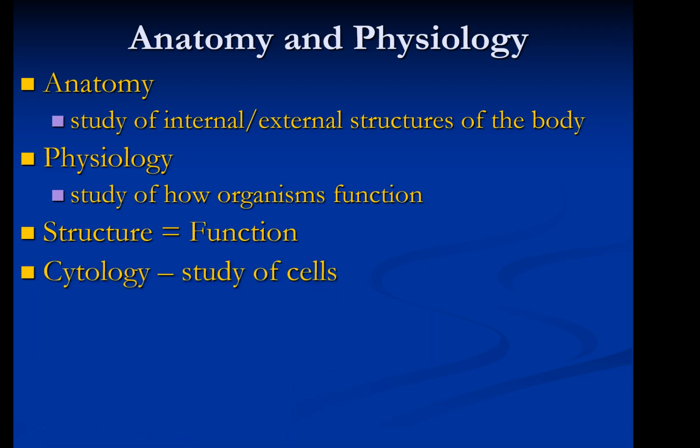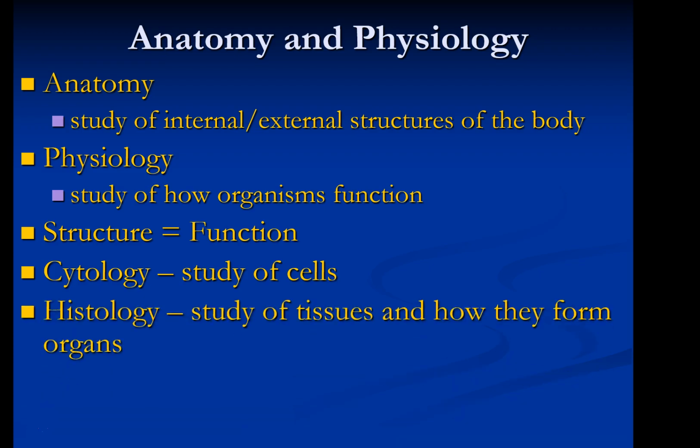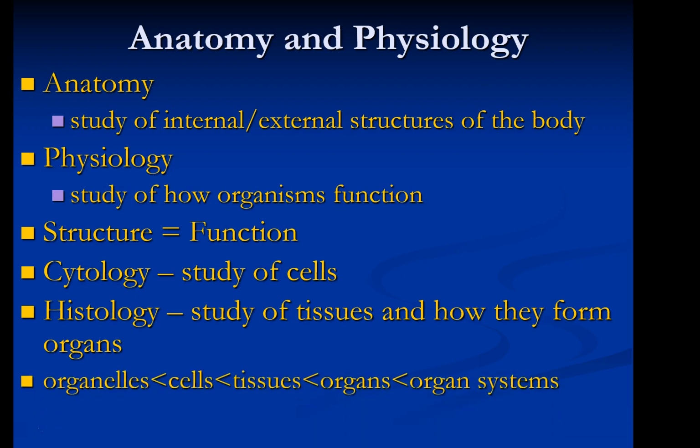Cytology is the study of cells. And we already mentioned that histology is the study of tissues and how they form organs. And so that leads us a little bit into the hierarchy of things. Organelles are the structures like the mitochondria, the smooth endoplasmic reticulum, all those things, the parts that make up the cell. The cells make up the tissues, make up the organs, make up organ systems. Organ systems make us up.